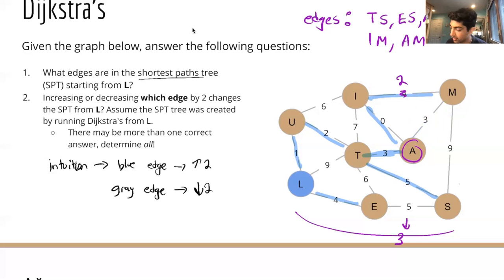These are all of the edges for part 2, and then the shortest path tree from part 1 is like this. Any questions?